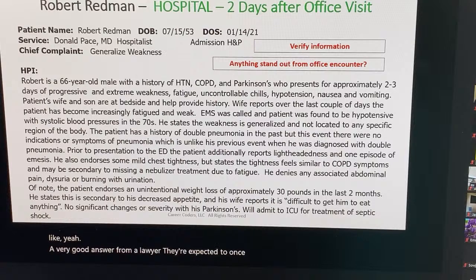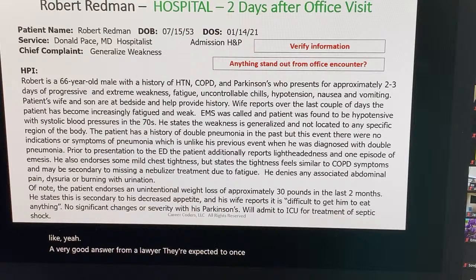Examination. This is really important. Office: clear to auscultation. Hospital: he had pneumonia. This was only 2 days prior. You cannot tell me those lungs were clear 2 days prior, where here it says they were clear to auscultation. There's no way. Not when they had severe pneumonia, enough for septic shock.